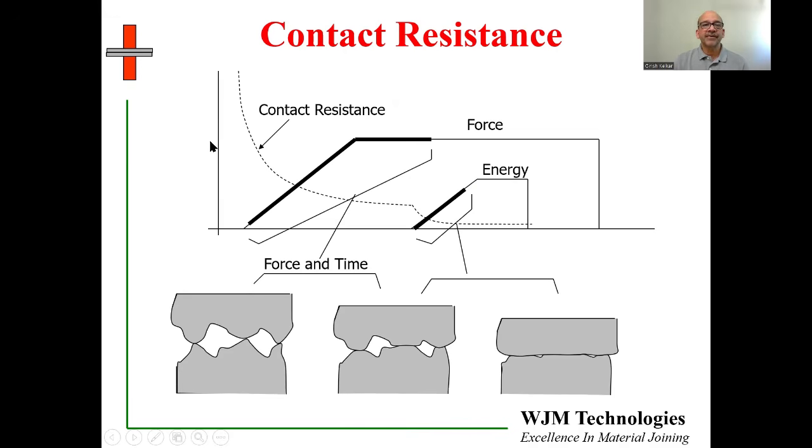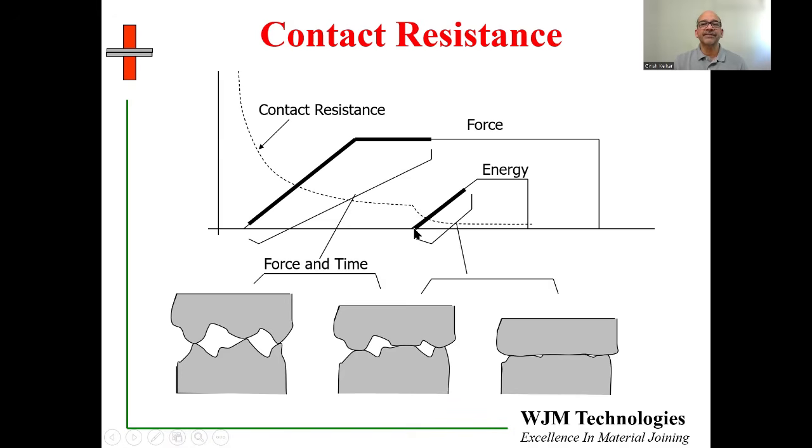Contact resistance, I've shown schematically over here. There is contact resistance on the vertical axis and time on the horizontal axis. As the 2 parts come together, at the beginning, the parts are actually microscopically quite rough. So the contact resistance is actually very high. As force is applied to pull the parts together into intimate contact, the contact resistance drops quite quickly.